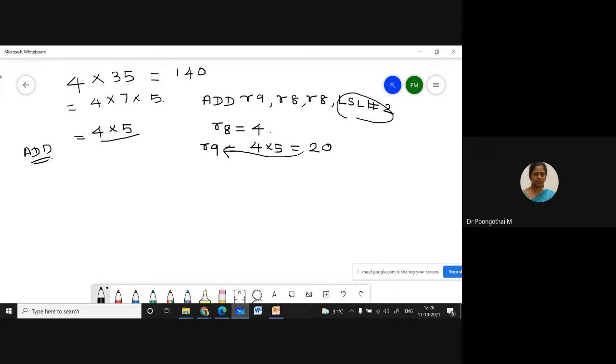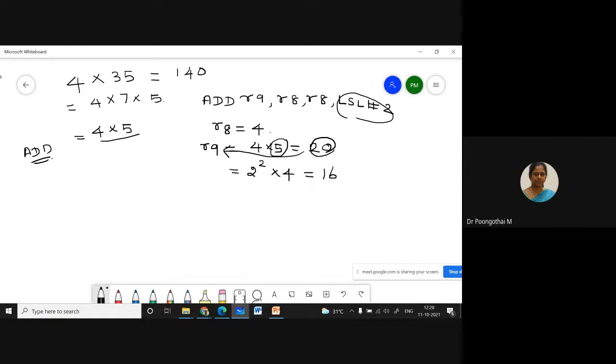So 4 into 5 is equal to 20. This can be implemented by incorporating logical shift left #2. So 2 power of 2, into 4. What is the answer? 2 power 2 into 4, what is the answer? 16. But we are supposed to get 20. So your multiplier is 5.